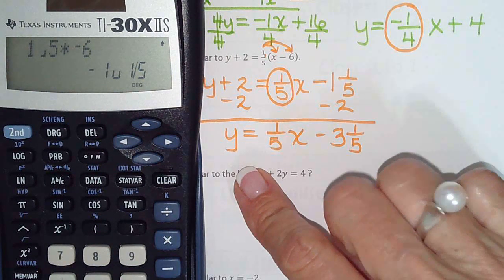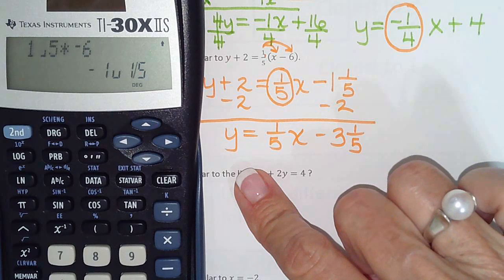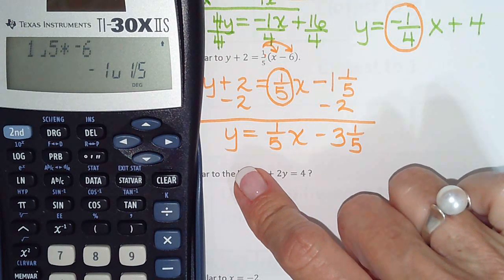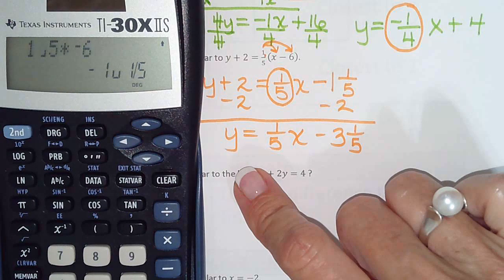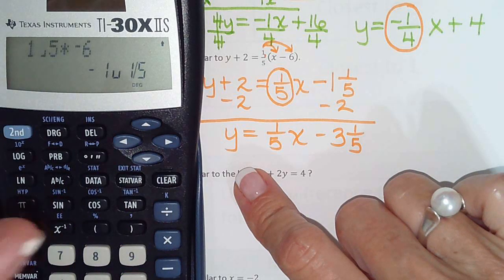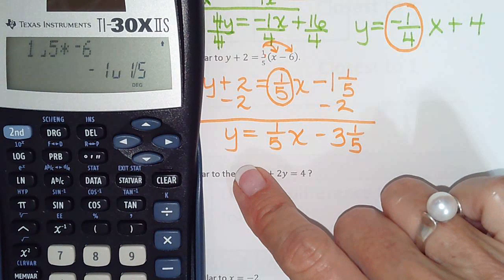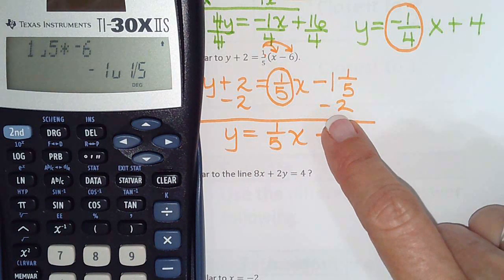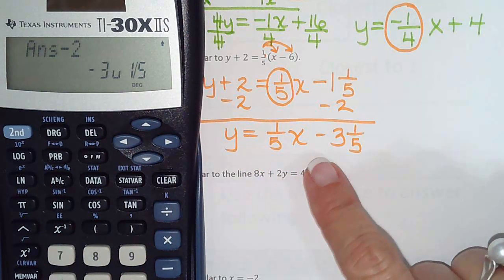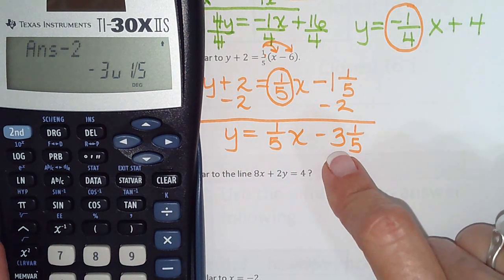Isn't this calculator amazing? It highlights where you made your mistake to let you know. So you just hit clear, and then it will beep, blink right on top of your error. And then we subtracted 2, so minus 2, and you can see my negative 3 1/5.